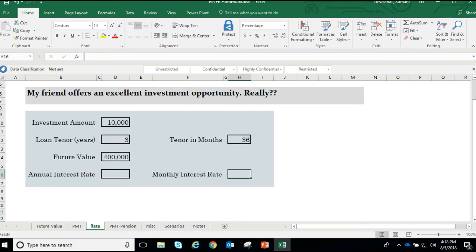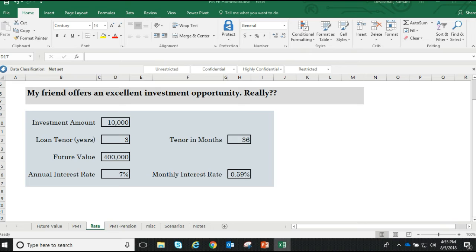We find it out using the rate function. So let's use the rate function here. Let's see what the parameters are. Number of periods, the payment is 10,000, but that's negative, leaving our pocket. Present value, you keep it blank here. What's the future value we are going to get? It's 4 lakh rupees. What is the rate in this transaction? That's the monthly rate. Let's find out what the annual rate is here. That's 7%. So he's barely giving us 7%. Not a great offer, isn't it?